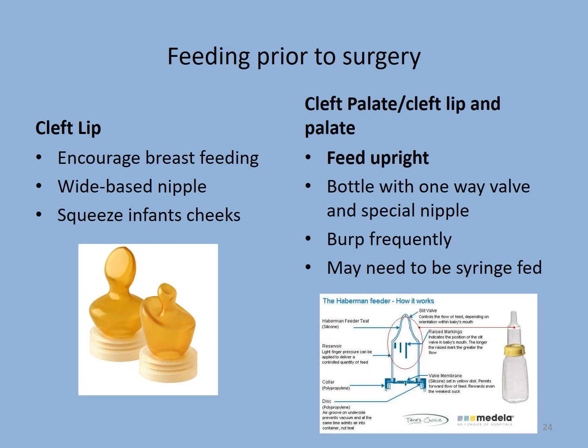A baby that has both the cleft palate and cleft lip needs to be fed upright. They need a special bottle with a one-way valve and a special nipple. And this is what's being used more often now, the Medela, and it's a great picture that explains it. These babies suck in a lot of air, so they need to be burped more frequently than you would a baby without a cleft lip and palate. And sometimes they just need to be syringe fed if it's severe.